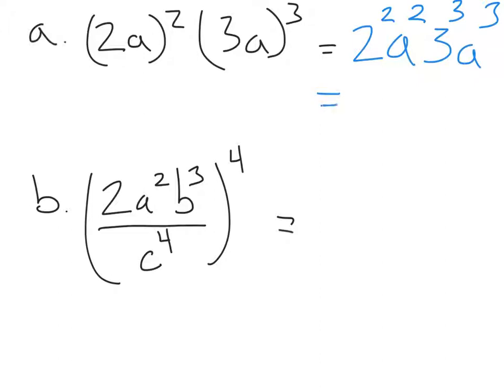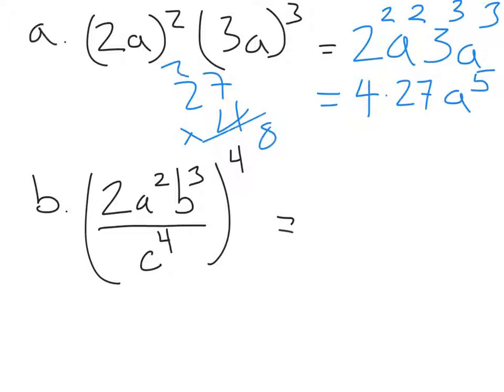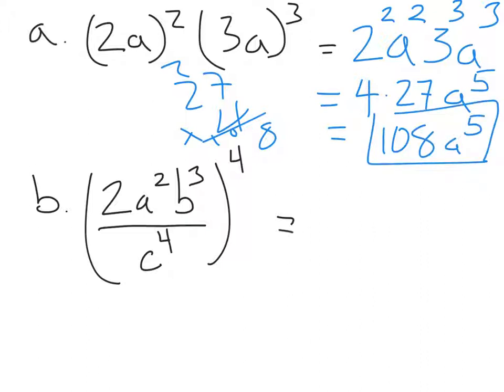Let's see. 2 to the second is 4. 3 to the third is 27, so I'm just going to put that out front. For our a's, remember we're multiplying the same base here, so 2 plus 3, we're adding here for the product rule, will be a to the 5th. And, oh geez, what's 4 times 27? Here's my scratch work. 8, 2, 10, 108. So this will be 108 a to the 5th. That is our final answer.